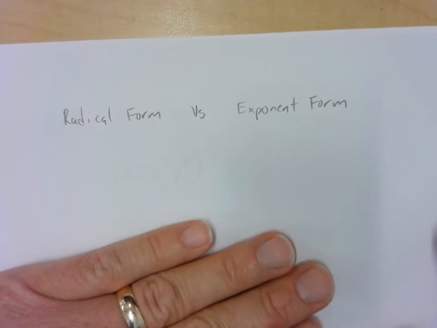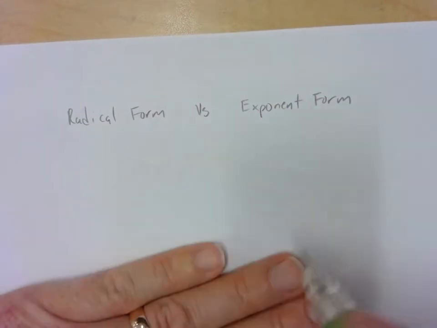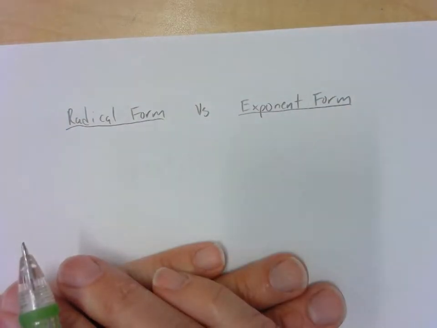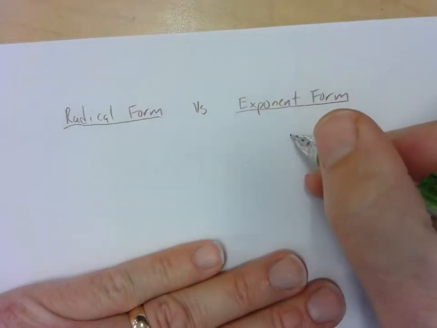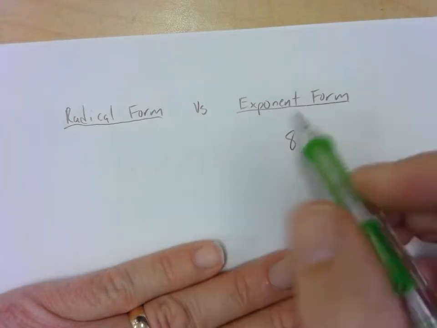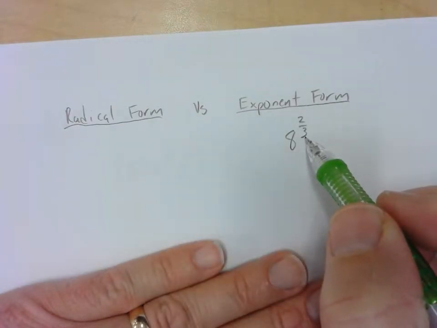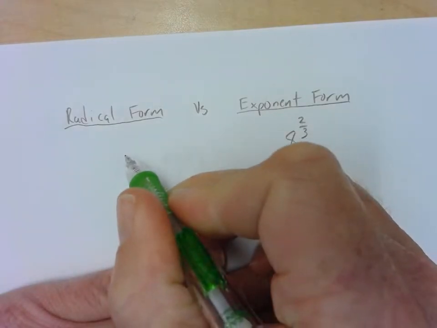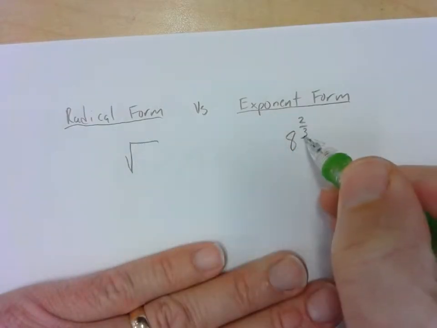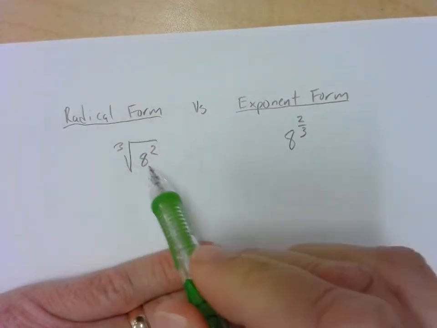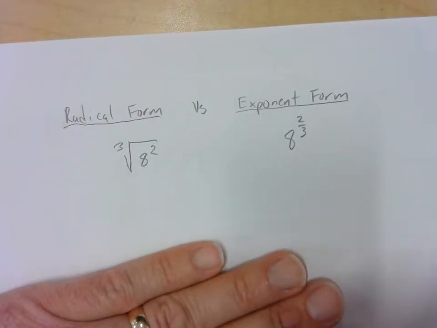One of the things that is talked about in this section is radical form versus exponent form. Radical form has the radical symbol in it. Exponent form has the exponent in it. So the very first thing I wrote down on the other page was 8 to the 2/3 power. So remember, this means index, and that means exponent, EIEIO. So we can write a radical symbol, index is 3, and then 8 squared. So there it is in radical form. Here it is in exponent form.